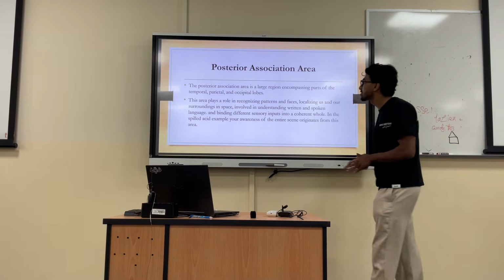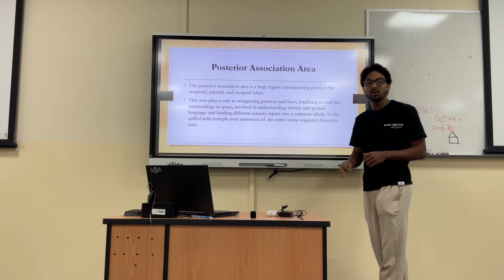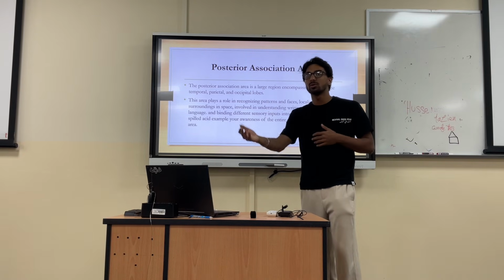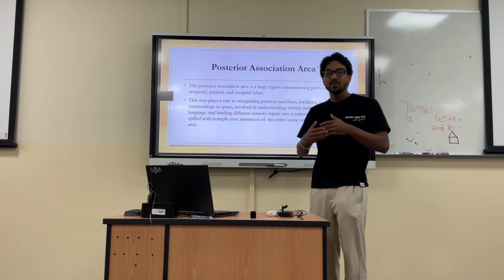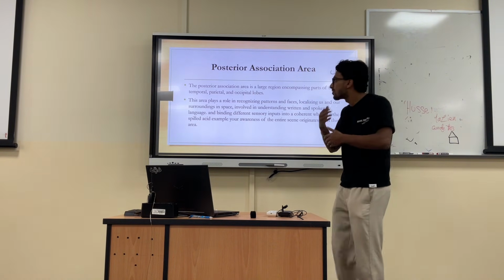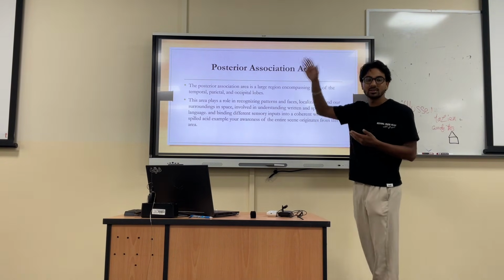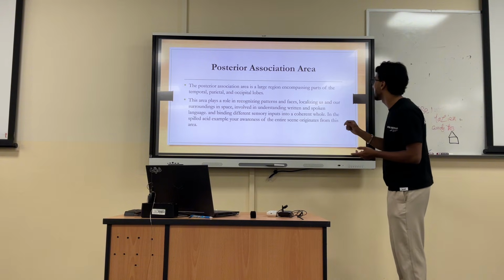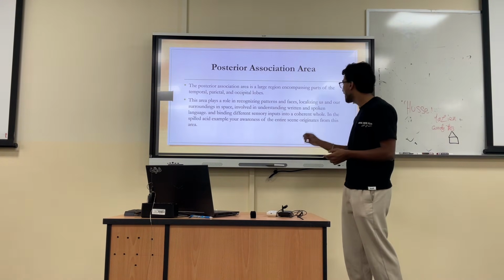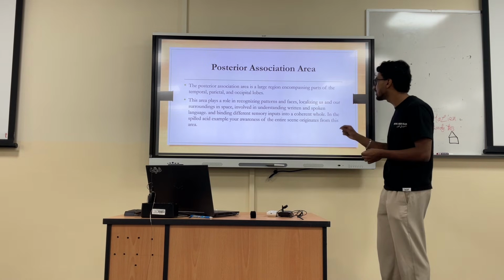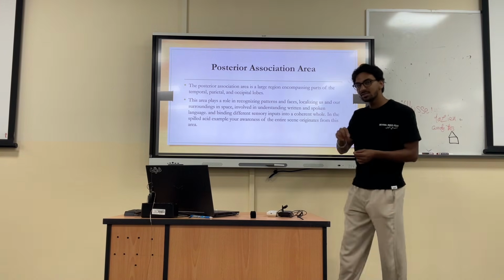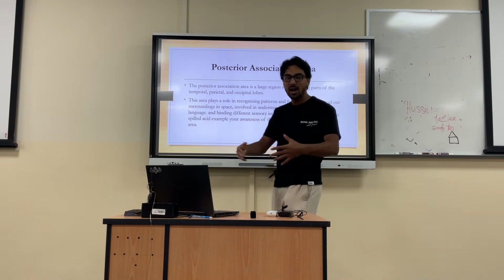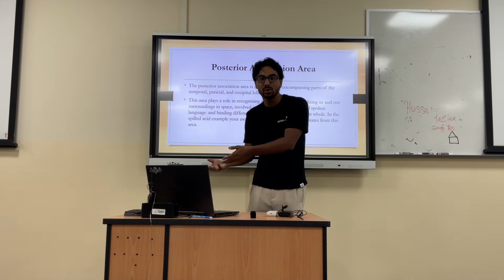Now, the posterior association area is a large region encompassing parts of the temporal, parietal, and occipital lobes. Again, sensation is always away from the frontal. The frontal is for motor work mostly, and the prefrontal cortex is ahead, and it helps in understanding, learning, memory, and so on. The sensory is always going to be in the temporal, parietal, and occipital lobes. This area plays a role in recognizing patterns and faces, localizing us and our surroundings in space, understanding written and spoken language, and binding different sensory inputs into a coherent whole. In the acid spill example, your awareness of the entire scene originates from this area. The whole awareness that, oh, it has spilled, and I have the space around me to move, then the anterior association area will help you to move.